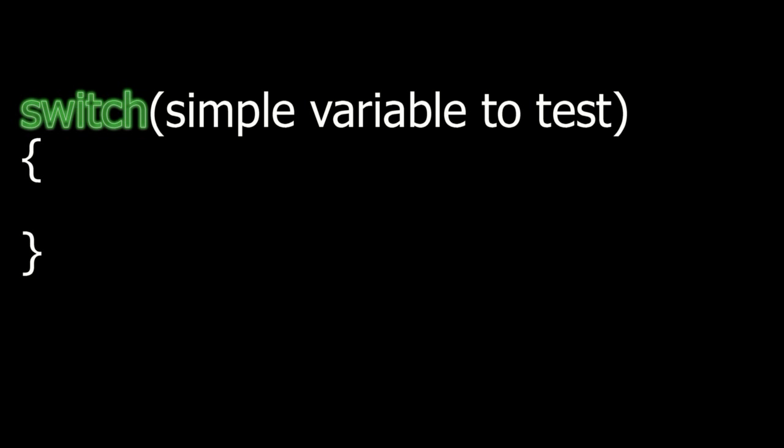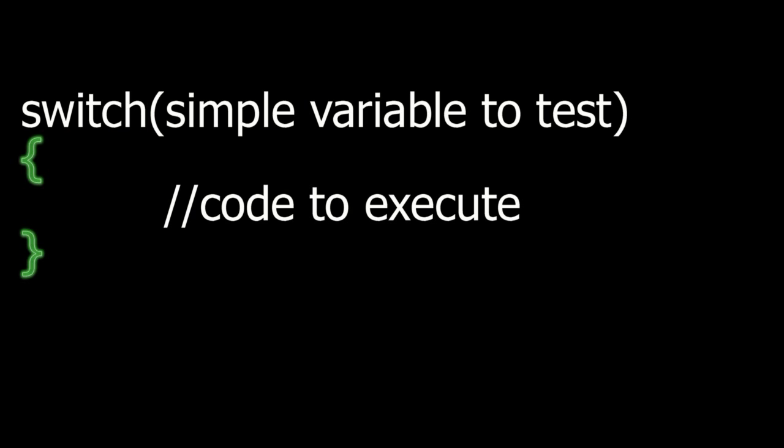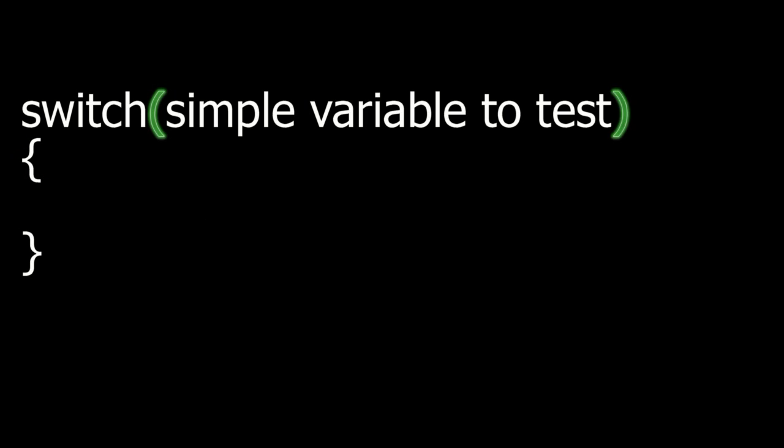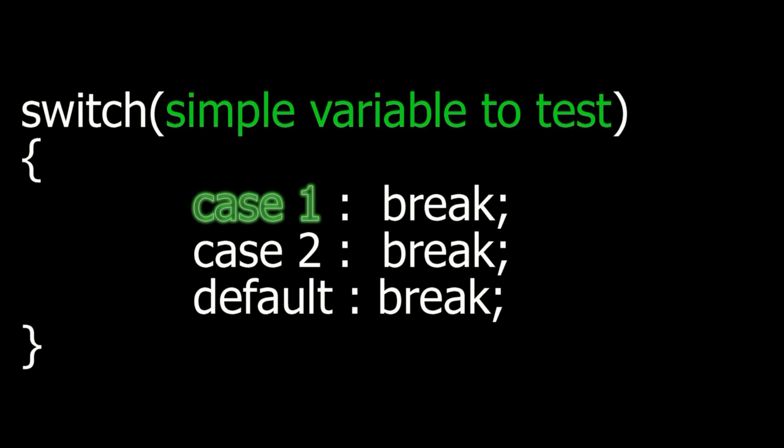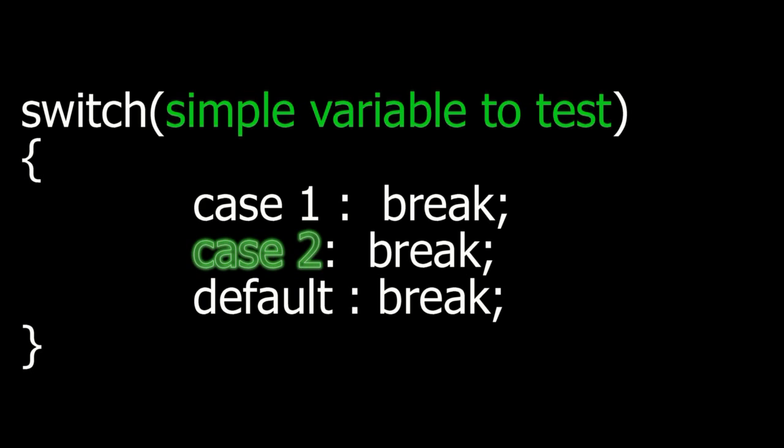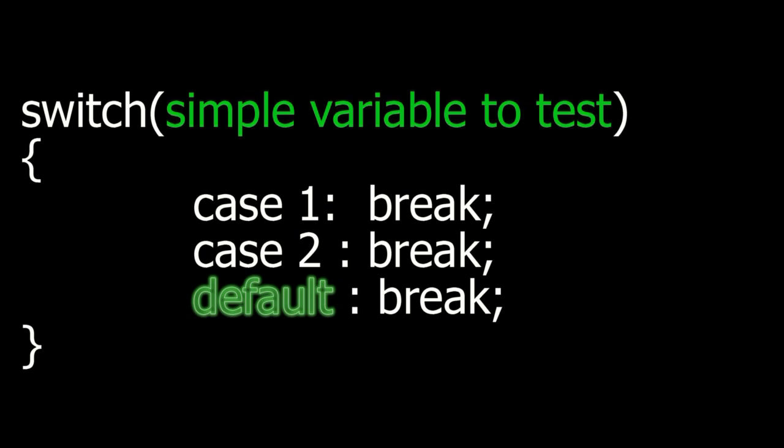Remember, a switch statement begins with the keyword switch. The code you want to execute is enclosed in curly braces. Within parentheses, you're going to place a condition, and this will be a simple variable that you will test. After switching on the simple variable, a case will be met. Case 1 would cause the code there to execute until the break. Case 2 will cause the code there to execute until the break. If neither case 1 nor 2 were met, the default would execute.